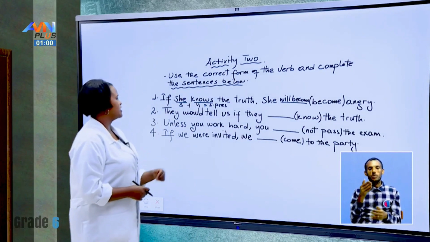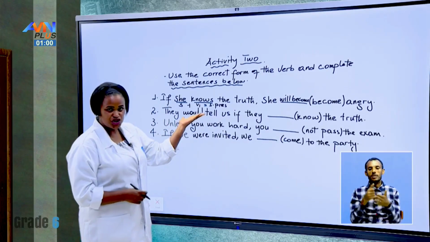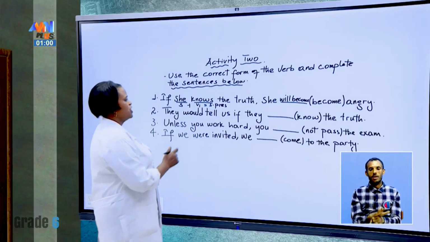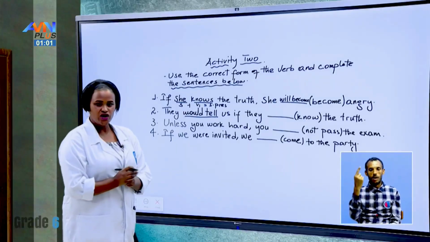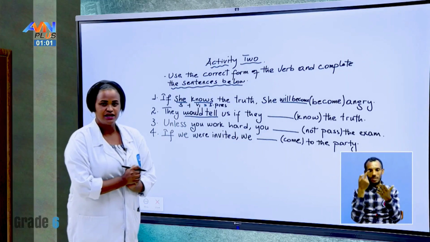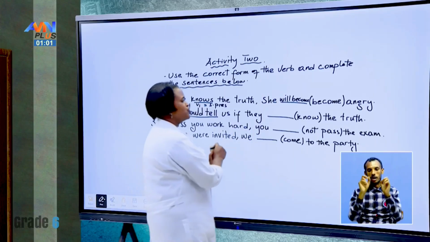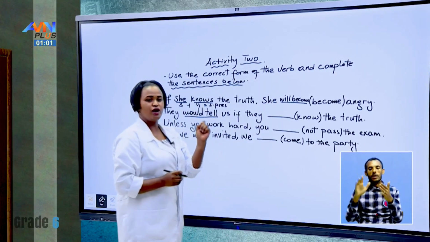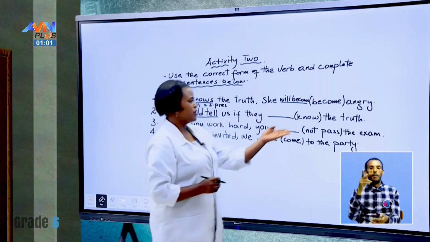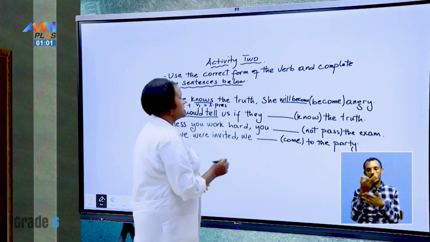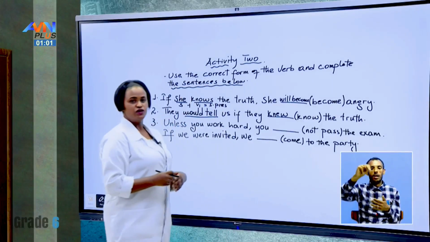Let's see the second one. They would tell us. This time, it is the main clause which is completed. How? They would. Here is the conditional: would plus verb 1. Okay, what type of conditional is it? Very good. It is conditional sentence type 2. In type 2, what is our if clause? It is simple past. So we use the past form of the verb: if they knew the truth.